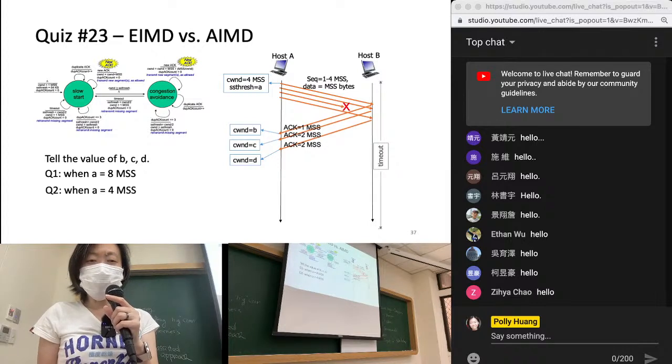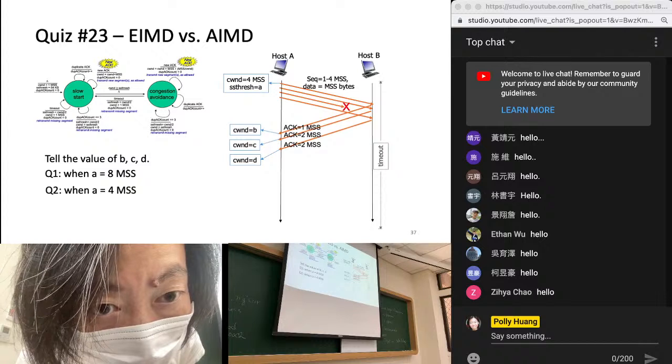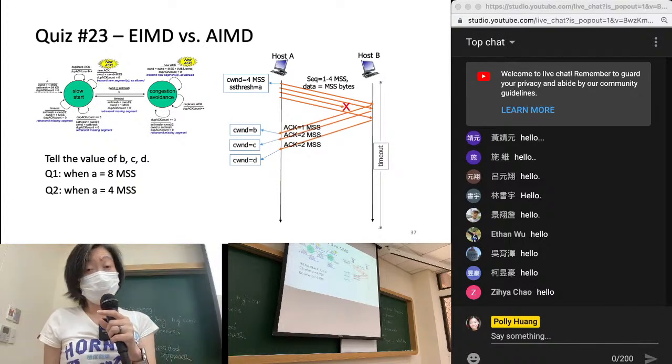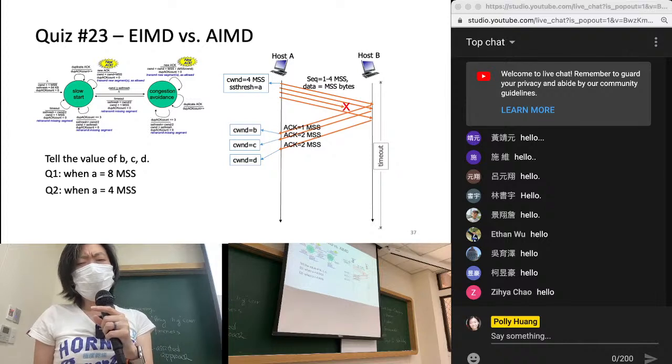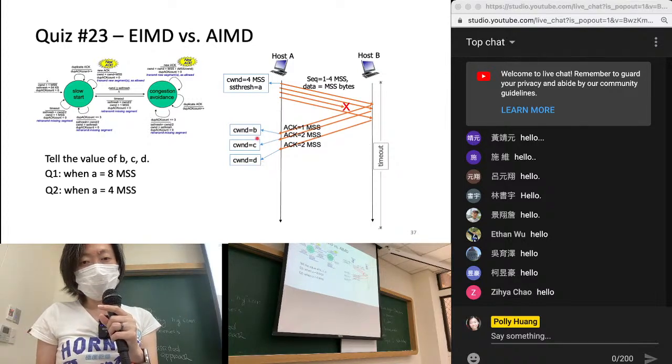The question is this for Q2. What if A is 4? When A is 4, oh wait a minute. When the threshold is now 4, we exit the slow start state, right? So the increment should be MSS multiplied by MSS divided by CWND. So what will be the value of B then?